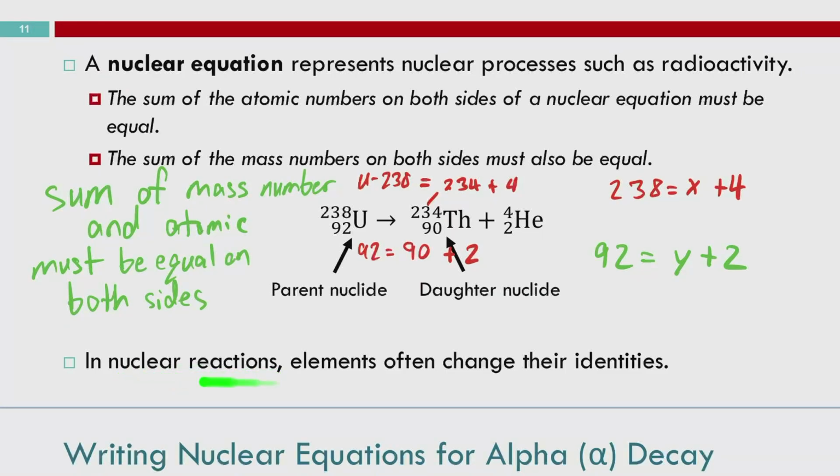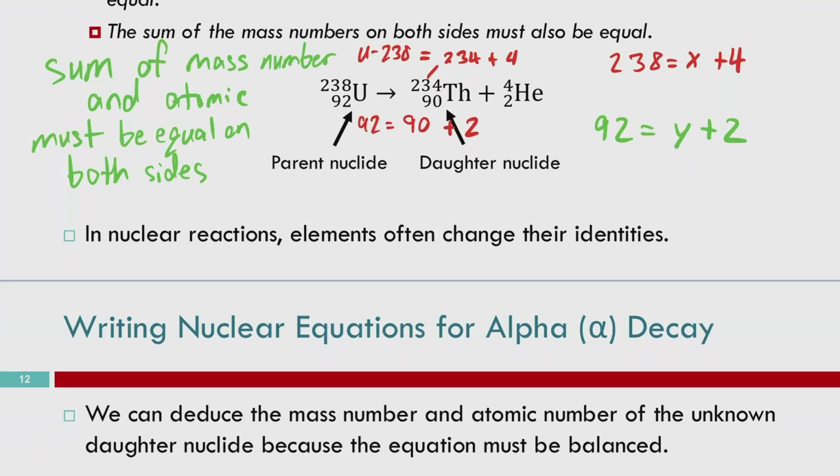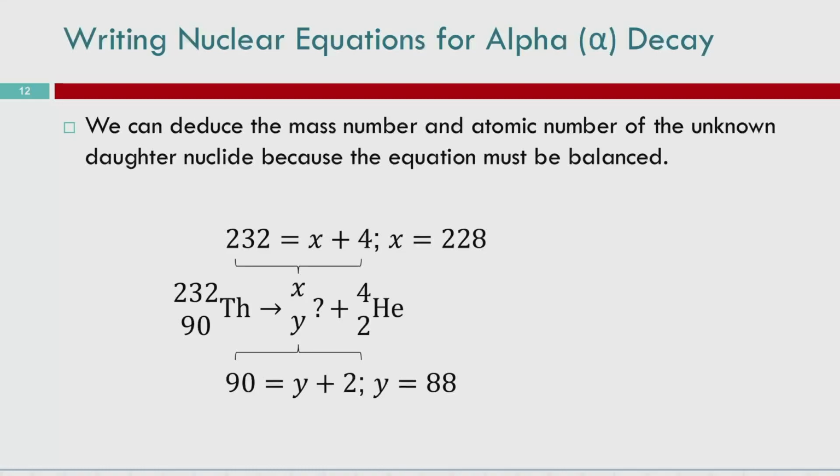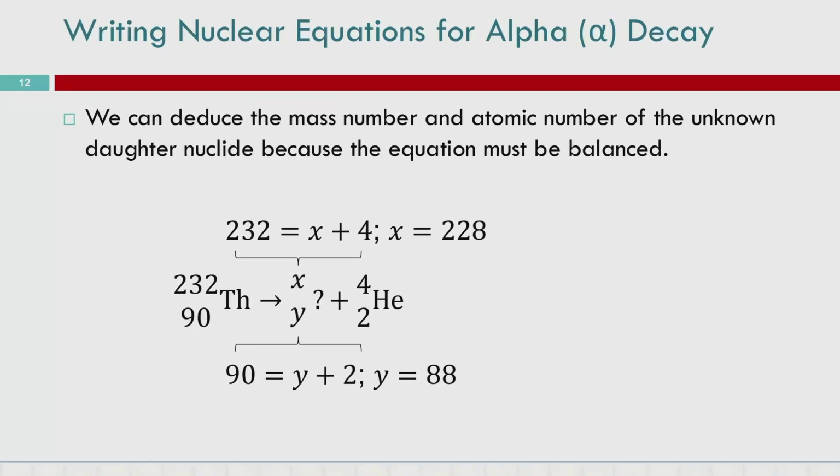In a lot of nuclear reactions, the elements are going to change their identities. So they will move from being one element to being a different element. Not all of them, but many of them. And this is what I was talking about. We can make little nuclear equations.